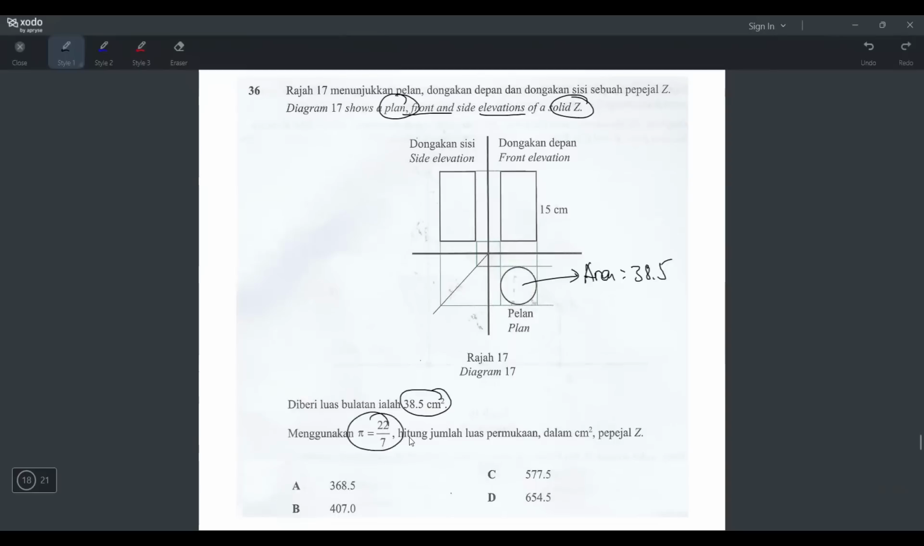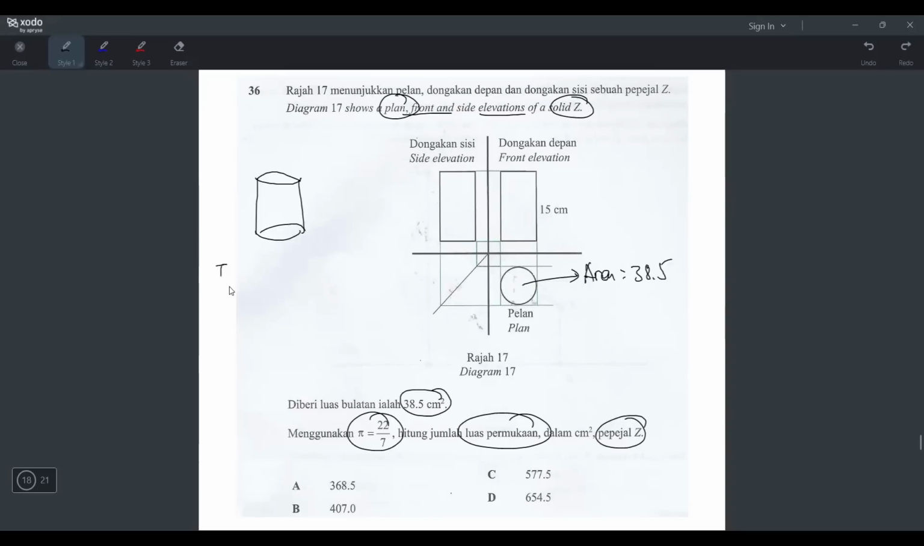Using pi as 22 over 7, calculate the total surface area of solid Z. So they want you to find the surface area. Luas permukaan means surface area of this 3D shape. Okay, what shape is this first of all? If the side view looks like this, the front view looks like this, the top view looks like this, it means the top surface is like this. So this is a cylinder lah. Because a cylinder will give you a rectangle for the side view and front view, and for the top view, it will look like this. So yeah, this is a cylinder.